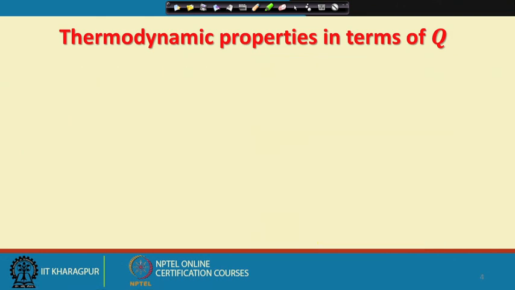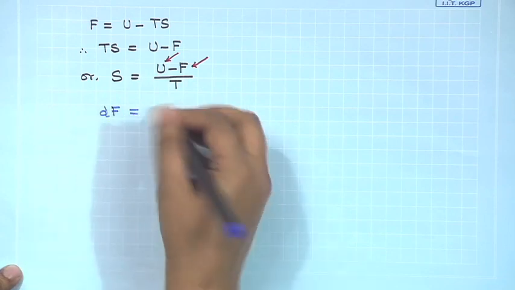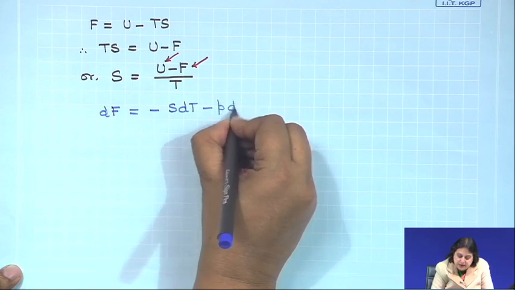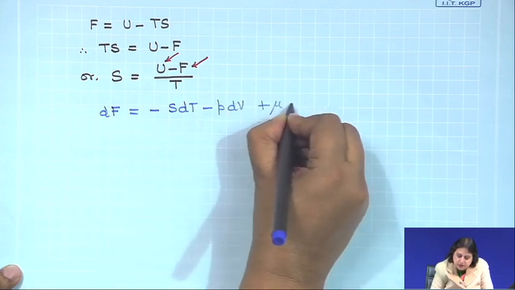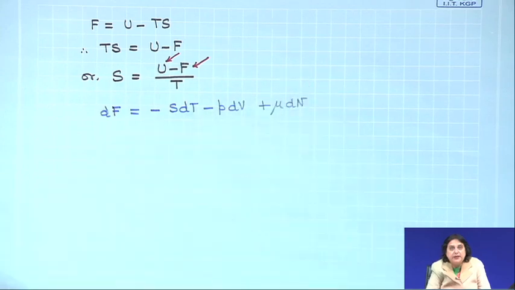So, let us have a look at how we can calculate pressure from ln Q. In order to do that, you must realize that I can write dF as minus S dT minus P dV plus mu dN in general. So, when I have a closed system, dN is 0. So, this term will not be there, but if I have an open system where N is allowed to fluctuate, the last term on the right hand side will be present.